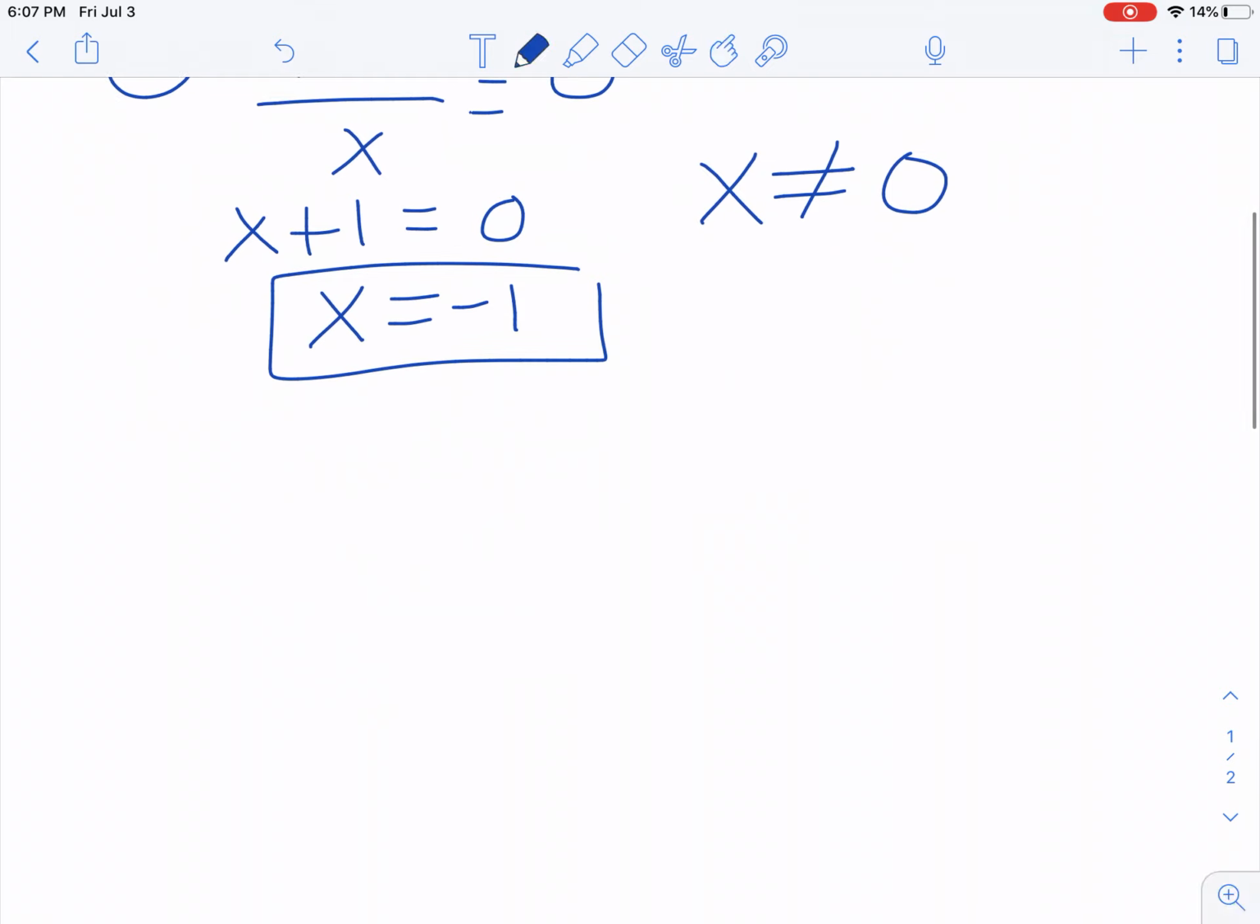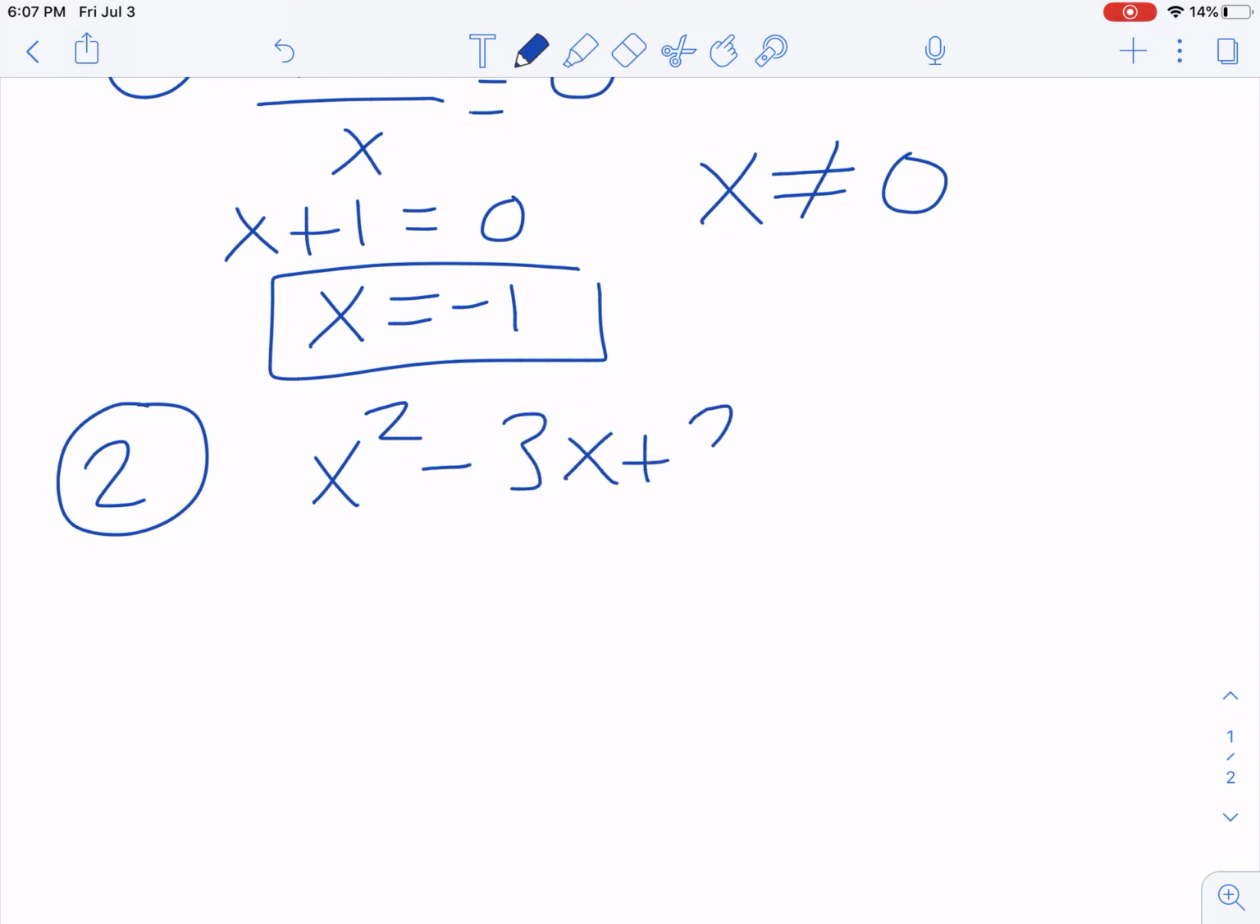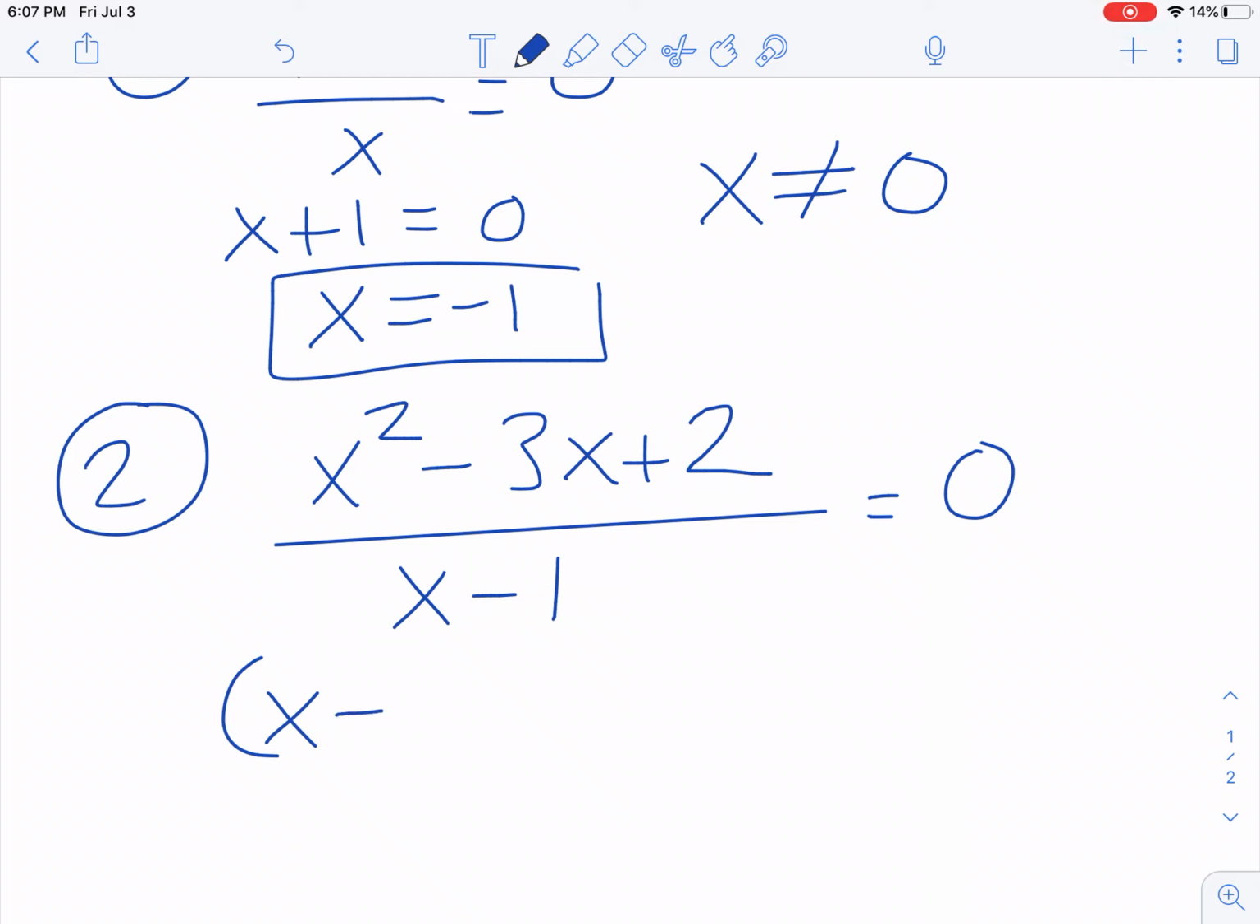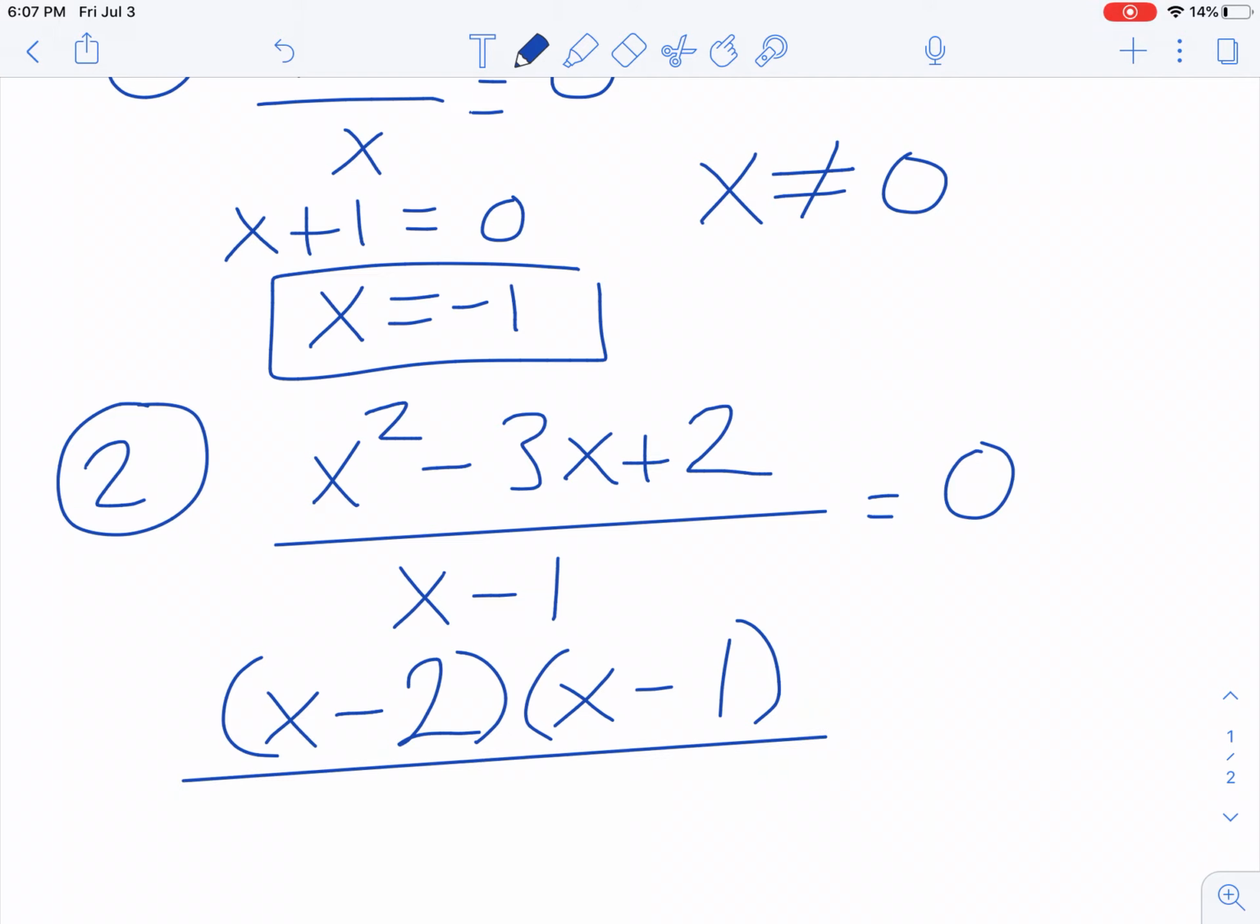Okay, so for number 2, we're going to look at a slightly more complicated quadratic on the top, x squared minus 3x plus 2. We're going to be factoring just like we do with a normal polynomial. On the bottom, we're going to have x minus 1, and this equals 0. So we're going to start by factoring the top. This is a simple factoring question. x minus 2 times x minus 1. Negative 1 times negative 2 comes out to positive 2, and negative 2 minus 1 is negative 3. And on the bottom, we still have x minus 1, and this all equals 0.